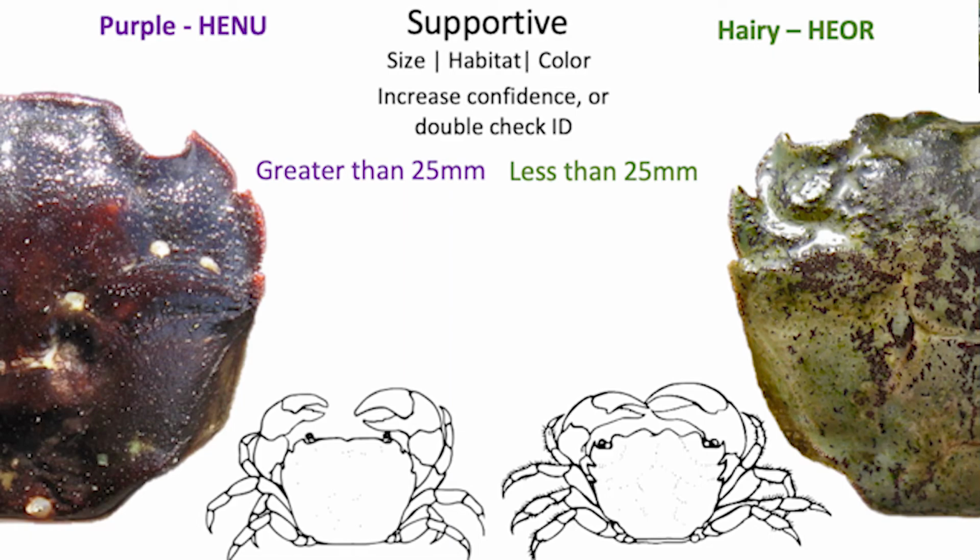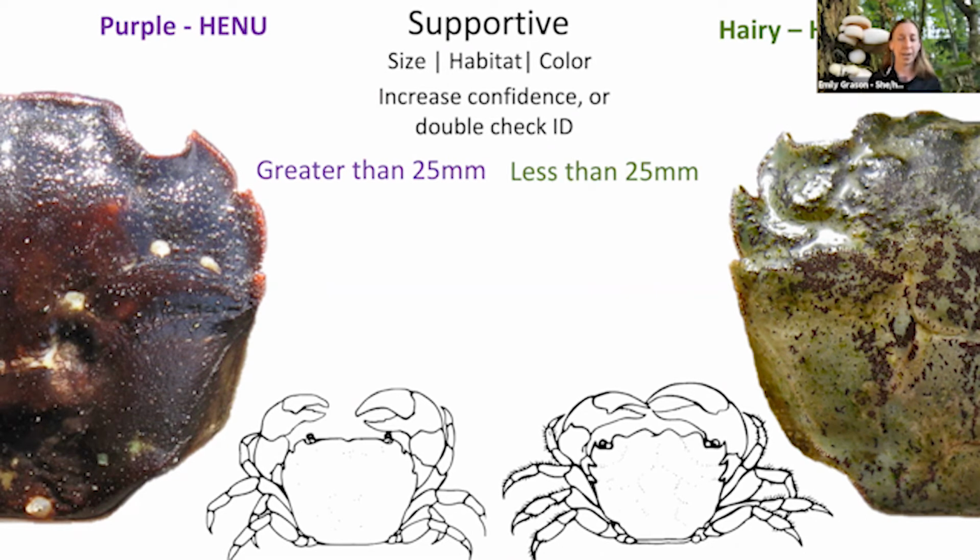Though hairy shore crabs have been reported to be as large as almost 50 millimeters, the largest collected at crab team sites to date have been closer to 27 to 28 millimeters, and the vast majority of hairy shore crabs are smaller than 25 millimeters. So take your time and maybe take some photos of any suspected hairy shore crabs that are larger than 25 millimeters.